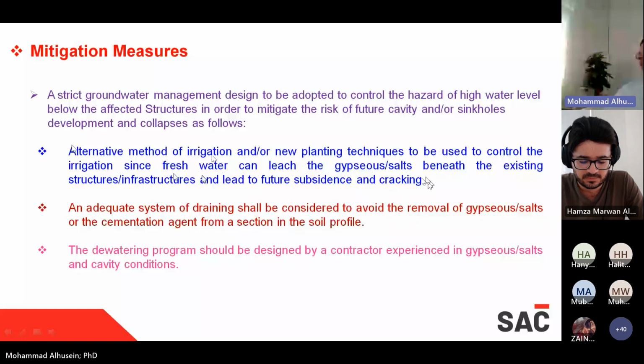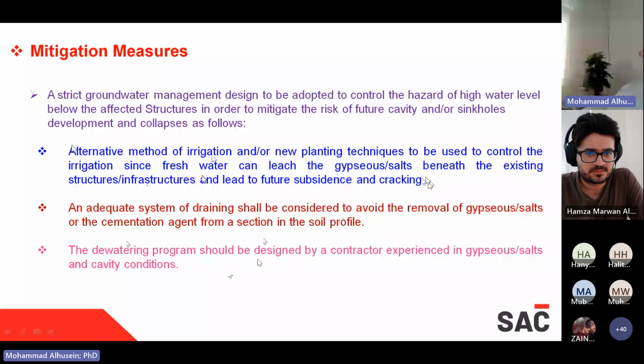An adequate drainage system shall be considered to avoid the removal of gypsum, salts, or cementitious agent from a section in the soil profile. The dewatering program should be designed by a contractor experienced in gypsum, salts, and cavity conditions. Otherwise, he will dissolve all the subsurface soil and create hazards and subsidence.